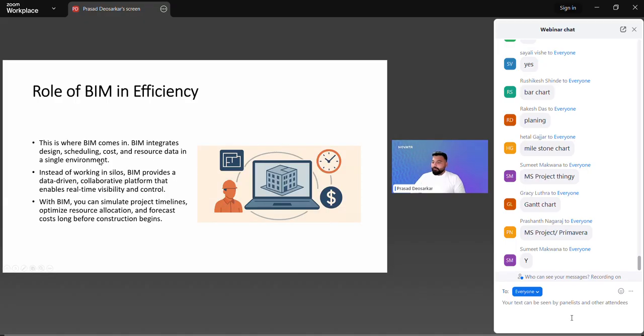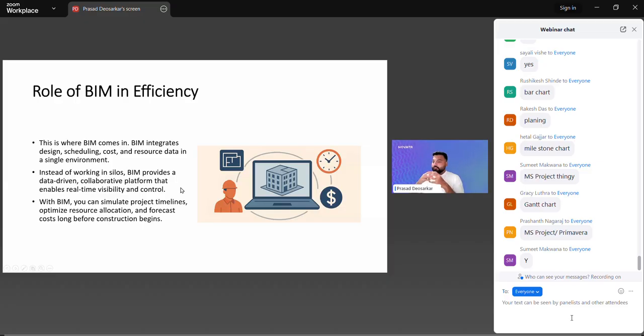You could integrate the BIM model with the cost. You can also integrate it with the resource data. So now, by doing this, instead of working in their different silos, it brings everyone together. It can show everyone the same picture. All right. So BIM provides a data driven collaborative platform that enables real time visibility and control.